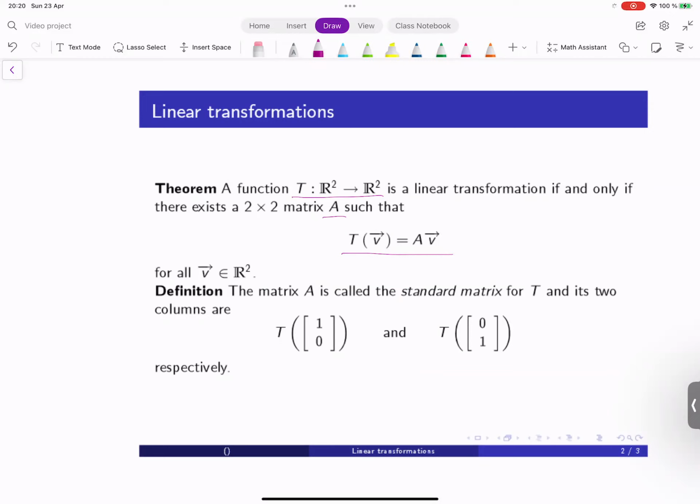Then, by the definition, the matrix A is called the standard matrix for the linear transformation T, and its two columns are T applied to (1, 0), which is the first basis vector in R2, and the second column is T applied to (0, 1), which is the second basis vector in R2.